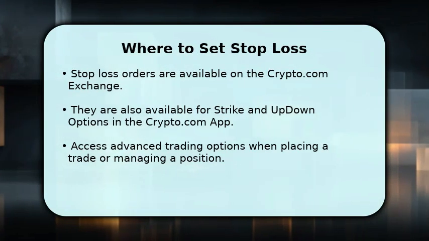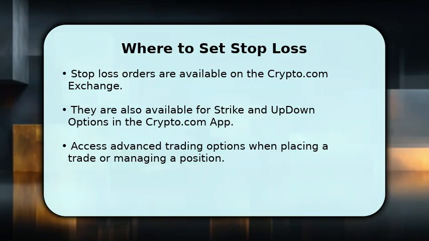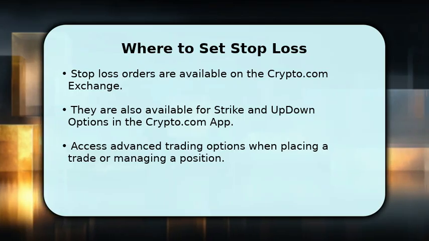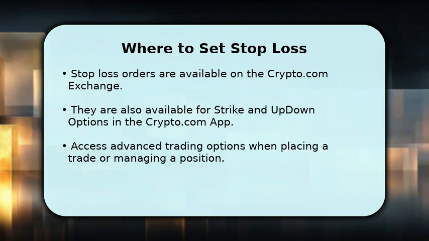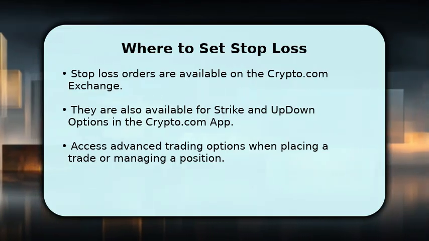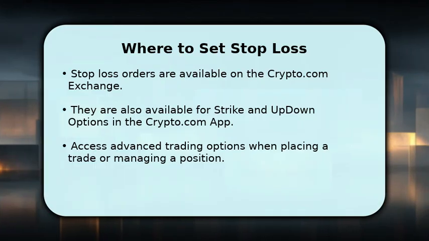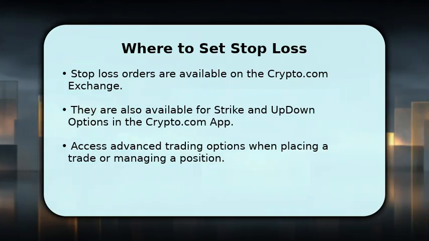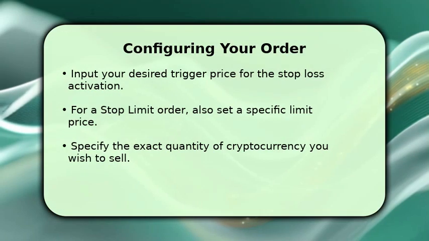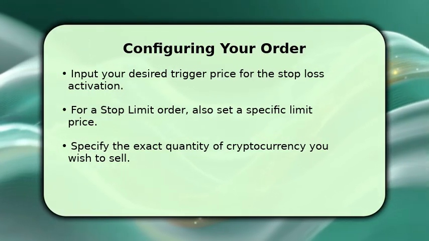To set a stop loss, you'll primarily use the crypto.com exchange for spot trading or specific features like strike and up-down options within the crypto.com app. When initiating a new trade or managing an existing position, navigate to the trading screen. There, look for the Advanced Trading Options menu. This is where you will find the essential functionality to add a stop-loss order to your chosen trade, helping you manage risk.